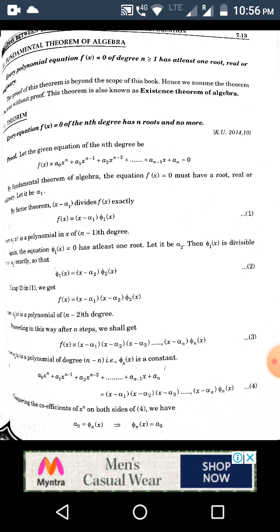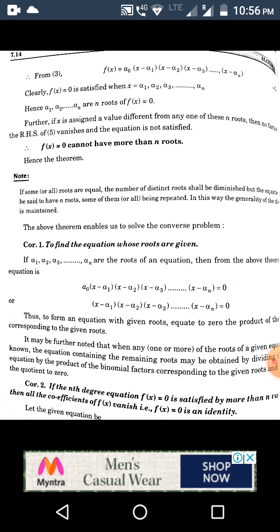So we substitute the value of f(x) and, comparing the coefficient of x raised to power n, we have a0 equal to phi n(x). So phi n(x) is a0. So f(x) becomes x minus alpha 1, x minus alpha 2, x minus alpha 3 up to x minus alpha n into a0. We take it as equation number 5. Now equation 5 implies alpha 1, alpha 2, alpha 3 and so on all are roots of f(x) because they satisfy the equation f(x) equal to 0. It means they all are roots, and as they are n in number, they are n roots of the equation f(x).